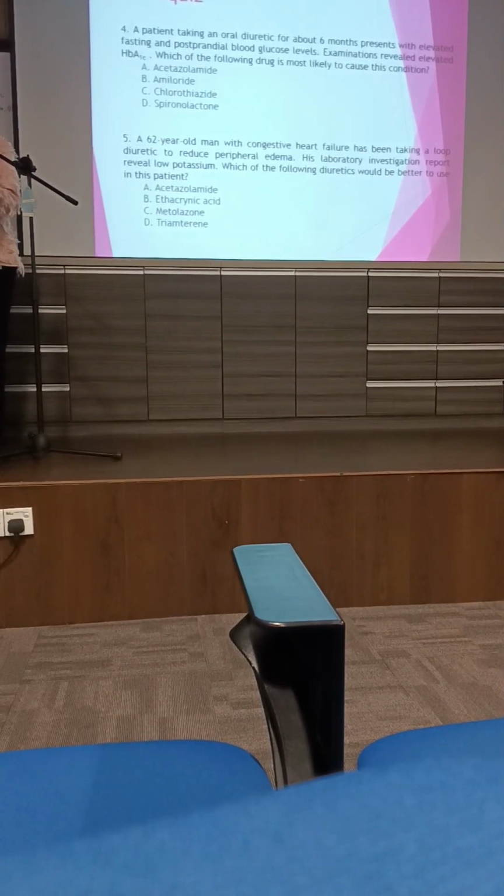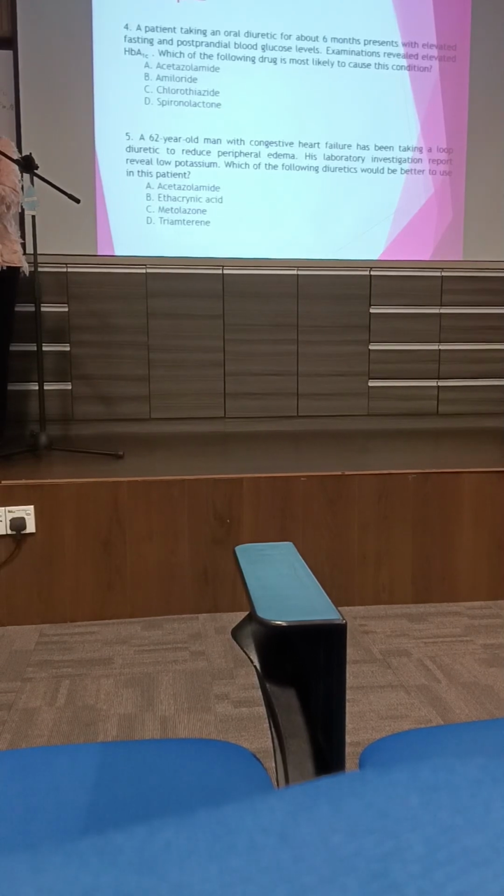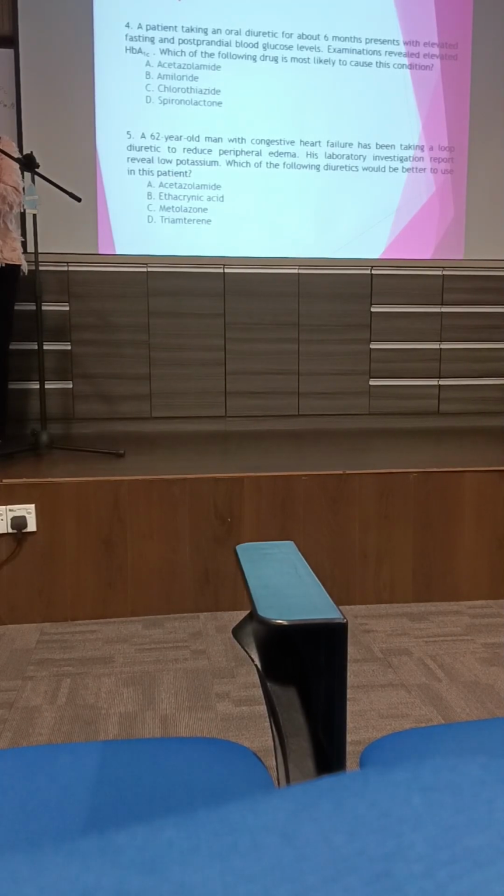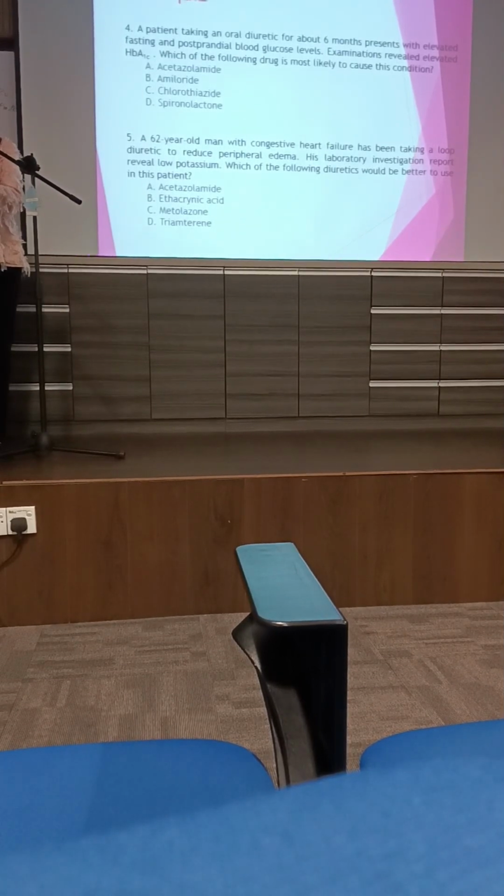hypercalcemia. Okay, a 60-year-old man with congestive heart failure has been taking a loop diuretic to reduce his peripheral edema. His laboratory investigation report revealed low potassium. Which of the following diuretics will be better to use in this patient? A, B, C, D. Low potassium. D, yes. Triamterene is a potassium sparing diuretic.